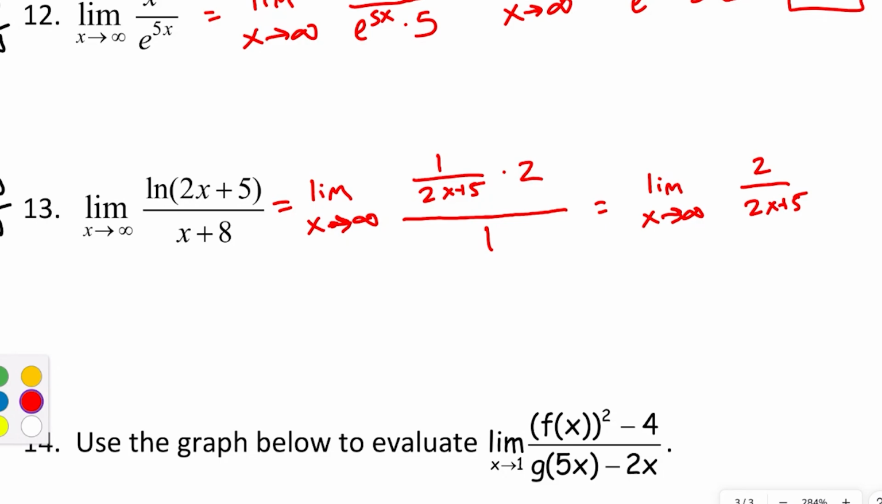Because if we plug in infinity, this denominator is obviously going to get really, really big, and the numerator is not changing. So it's equivalent to having something like 1 over infinity. Right? If you divide a small number by an extremely large number, it's going to get closer and closer to 0. So this is going to equal 0. Again, you don't necessarily have to do it if you know your horizontal asymptote rules.